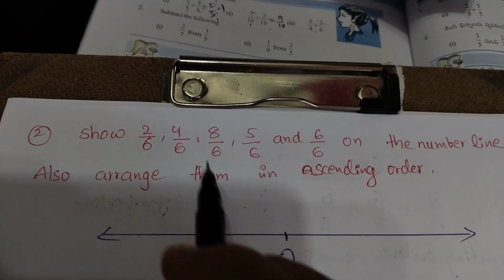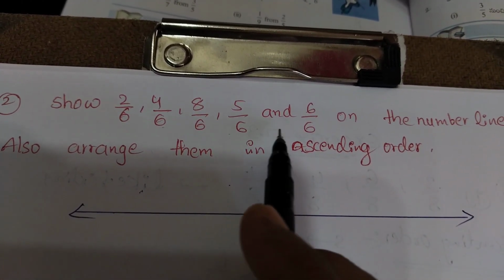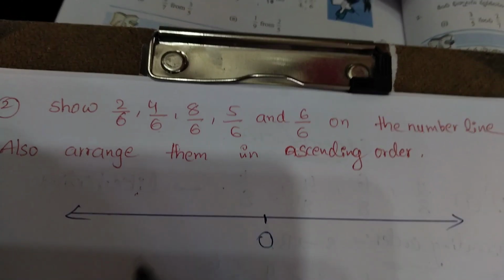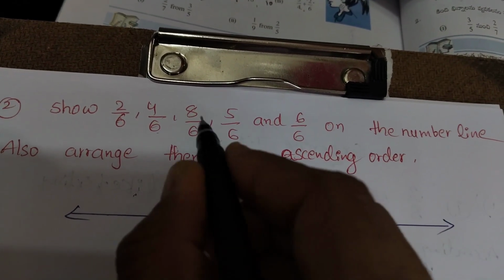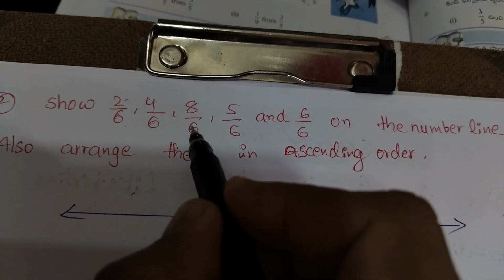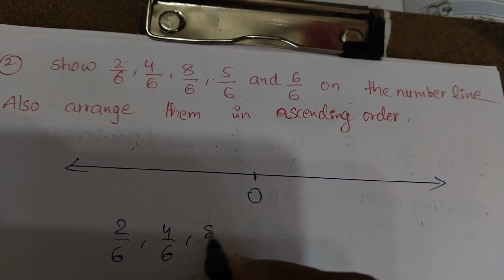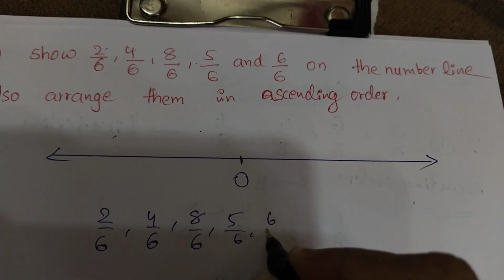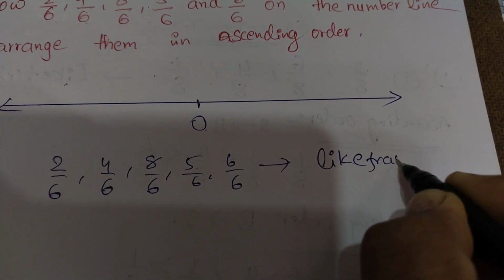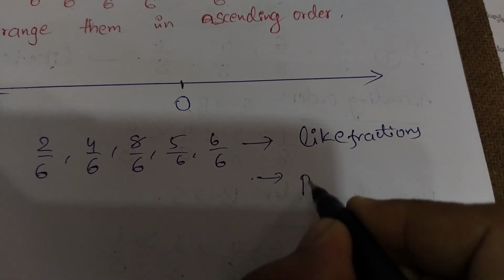So if we observe these fractions, all are like fractions. Why? Because all these fractions have 6 as a denominator. And also these fractions are proper fractions, where the numerator is smaller than the denominator. So these all are 2 by 6, 4 by 6, 8 by 6, 5 by 6, 6 by 6. These all are like fractions, and also these all are proper fractions.